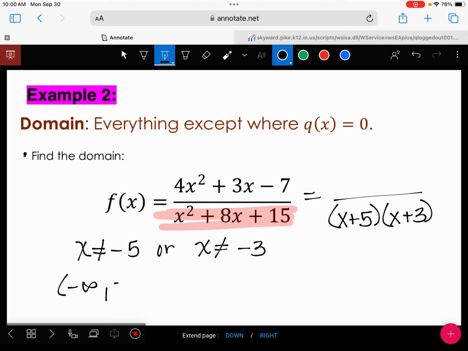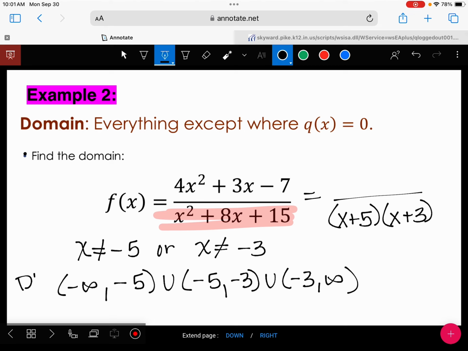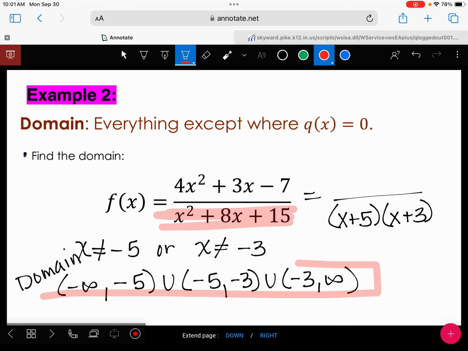So our domain would be negative infinity to negative 5, union negative 5 to negative 3, union negative 3 to infinity. And that would be our domain. Just like we discussed in chapter 2, for domains, if we have an x in our denominator, we have to exclude those values. The two numbers we are excluding would be negative 5 and negative 3. So this would be our domain.